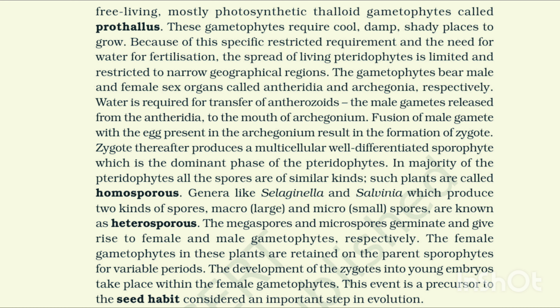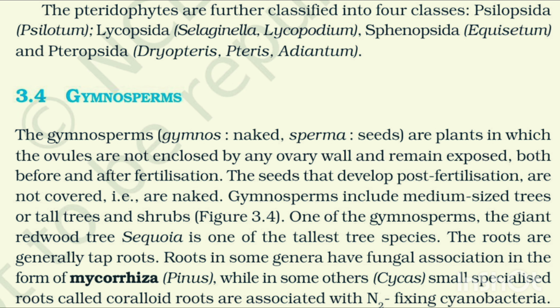The female gametophytes in these plants are retained on the parent sporophytes for variable periods. The development of the zygotes into young embryos takes place within the female gametophytes. This event is a precursor to the seed habit, considered an important step in evolution. The pteridophytes are further classified into four classes: Psilopsida, Psilotum; Lycopsida, Selaginella, Lycopodium; Sphenopsida, Equisetum; and Pteropsida, Dryopteris, Pteris, Adiantum.